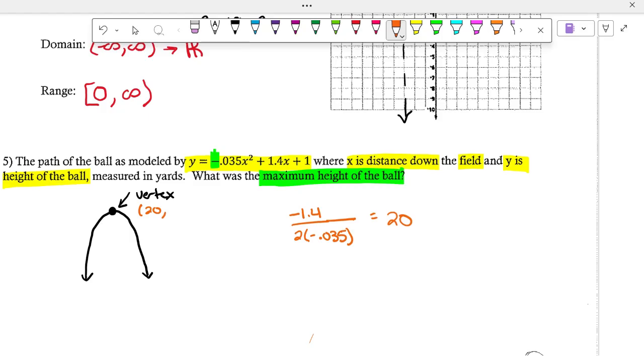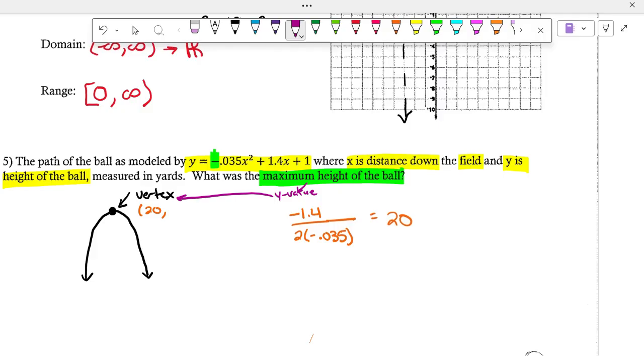Now, let's see if we can stop here. If we're finding the maximum height of the ball, will this x value represent my answer? No. What are we actually looking for? The y value of the vertex. So this is going to come from the y value of the vertex.